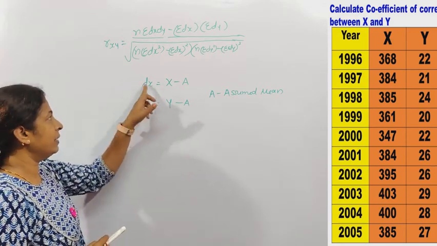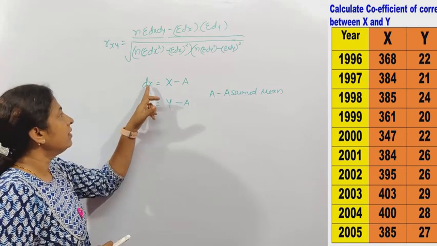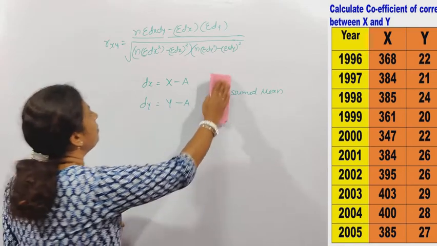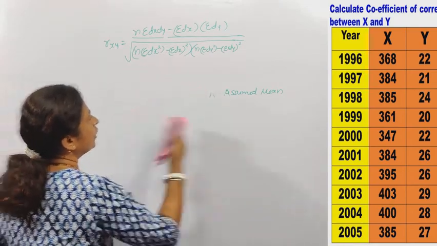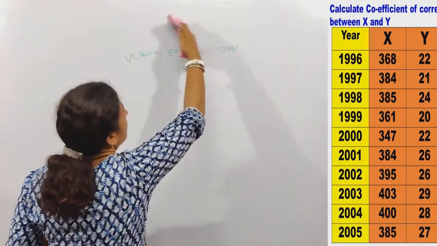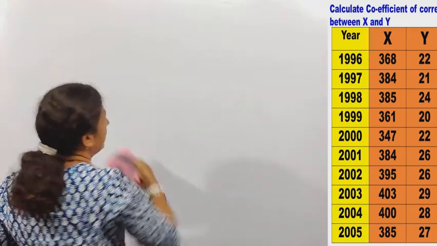After that, it is very simple: dx square, dy square and dx into dy. So these are all the calculations you have to make before substituting values into the formula of Karl Pearson's coefficient of correlation.